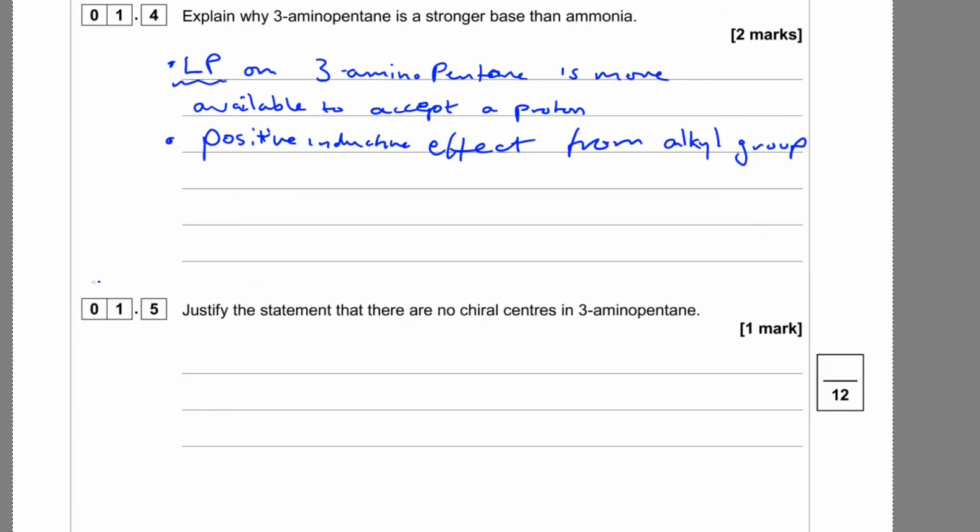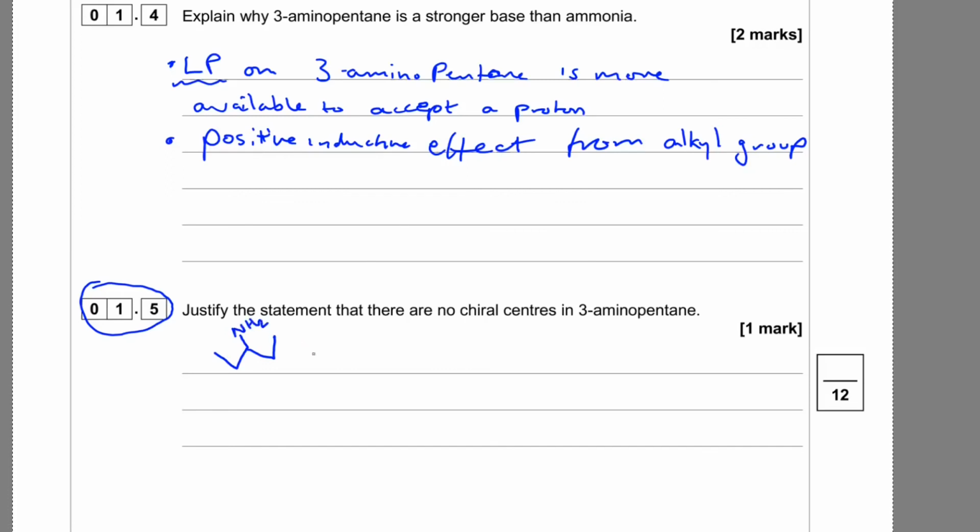I'll just about squeeze this on down here. It's not linked to amines as such, but it just shows how we can tie in a few different things together. So this is the isomerism topic. So justify the statement that there are no chiral centers in 3-aminopentane. So let's draw this out. 1, 2, 3, 4, 5. So here, 1, 2, 3 is where we're going to get our amine group.